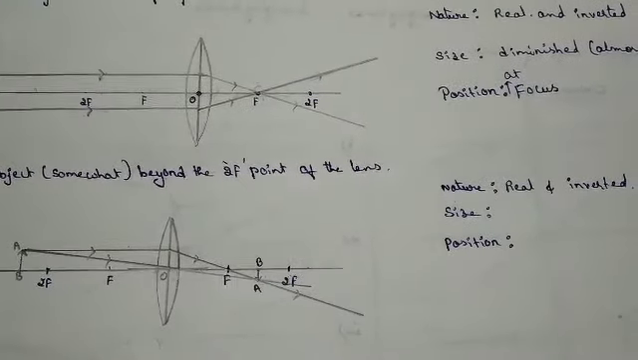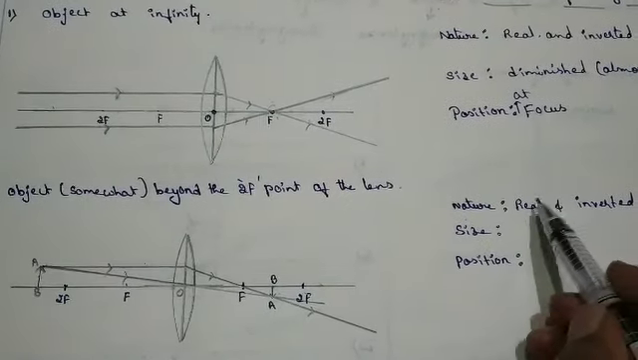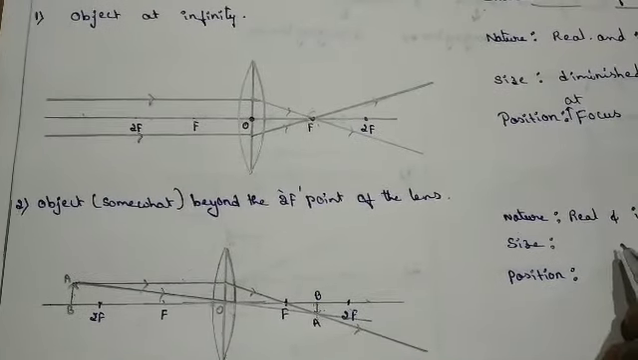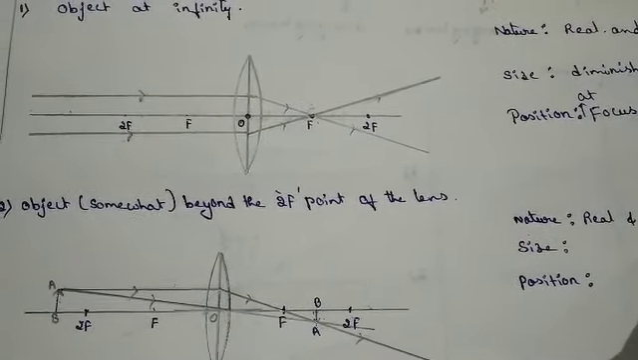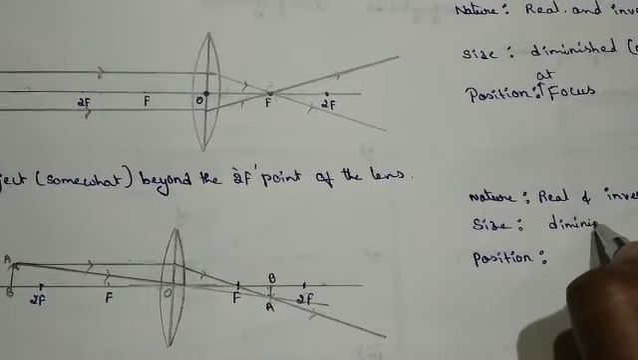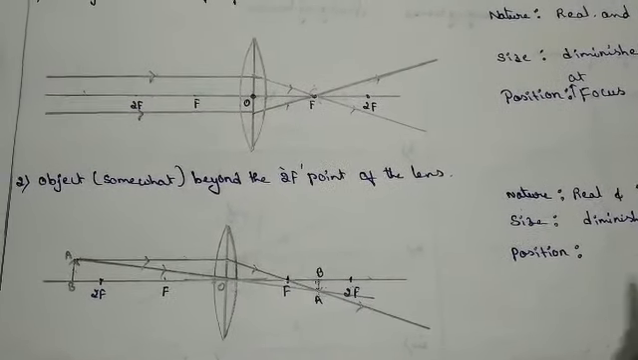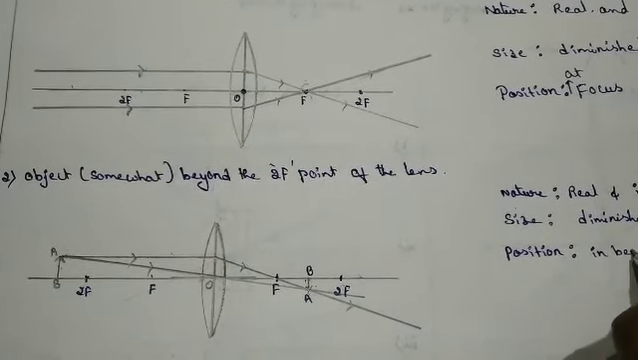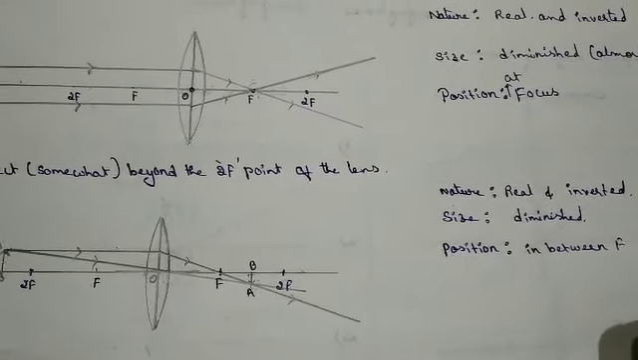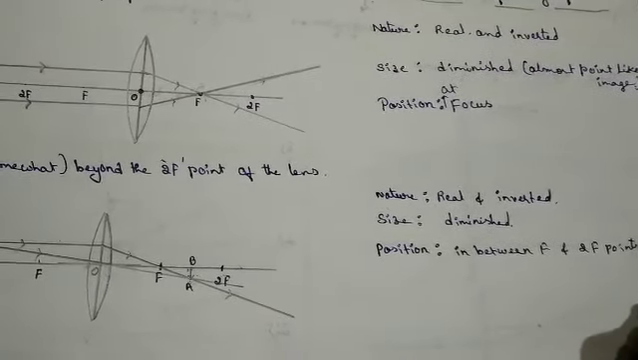If the pencil is like this and it is formed in this way, it is called inverted. Real and inverted. Size: the size of the image is smaller than the size of the object, so we can call it diminished. Size is diminished. And position, where is the image formed? The image is formed in between f and 2f. Point f and 2f point.